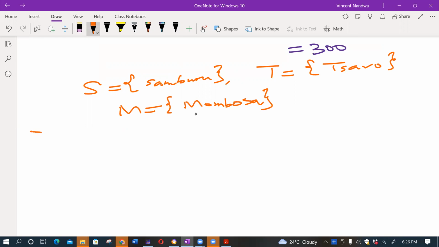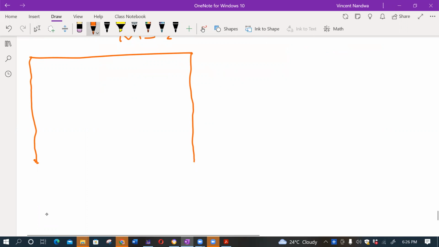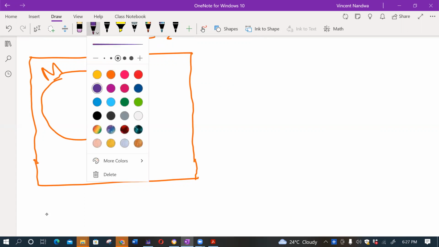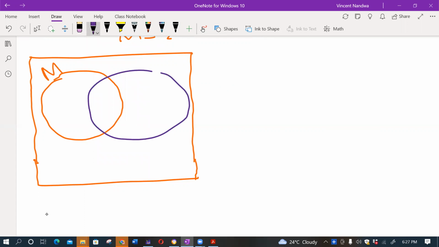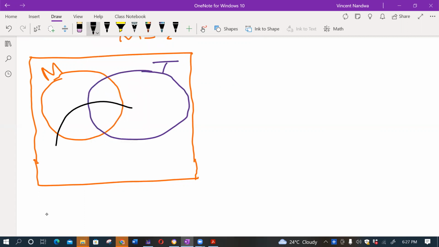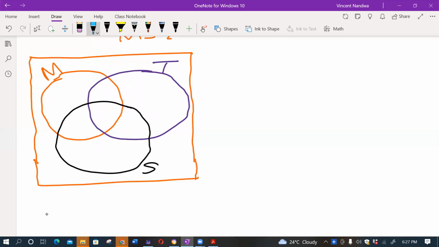So if we draw a Venn diagram, let this be the set of tourists who visited Mombasa. Let this be the set of tourists who visited Tsavo. And let this finally be the set of tourists who visited Samburu. Without loss of generality, we can label these sections as A, B, C, D, E, F, G, and then outside, H.